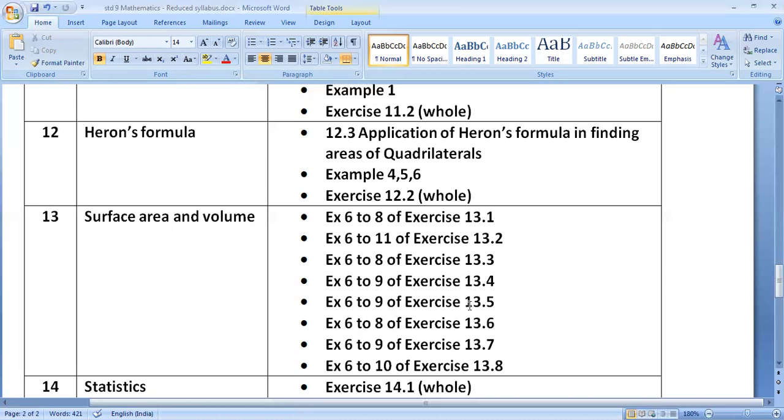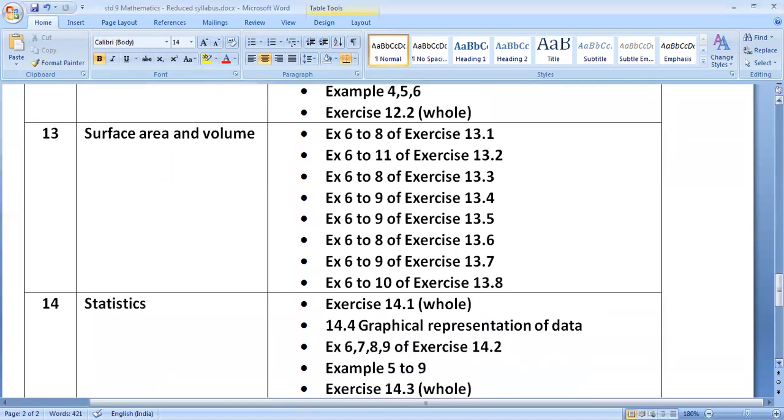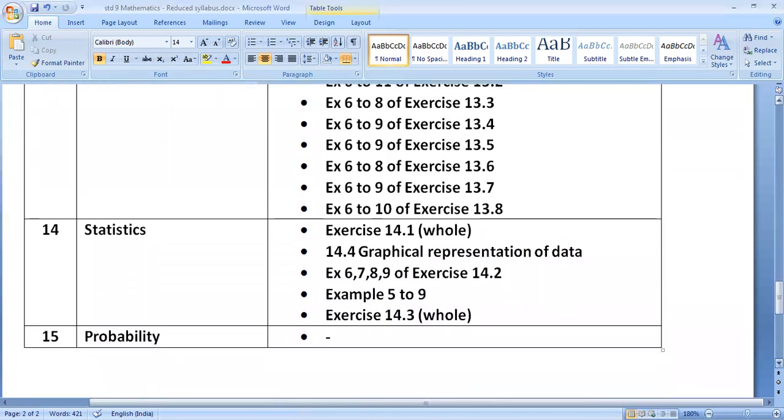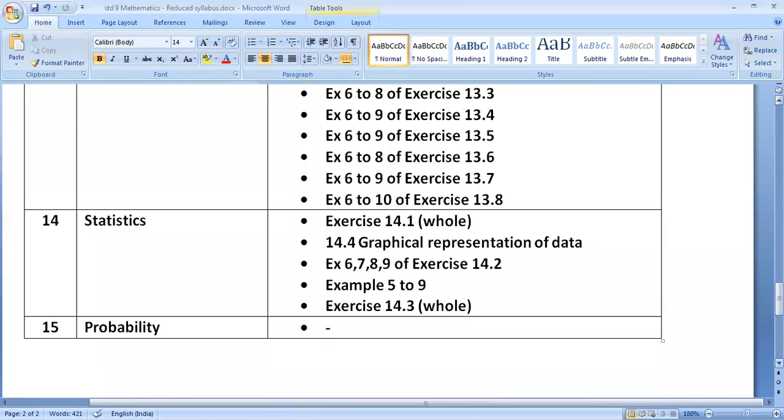Sums 6 to 9 of exercise 13.5 are excluded. Sums 6 to 8 of exercise 13.6 are excluded. Sums 6 to 9 of exercise 13.7 are excluded. And sums 6 to 10 of exercise 13.8 are also excluded. Let's go to the next chapter, that is chapter number 14, Statistics.